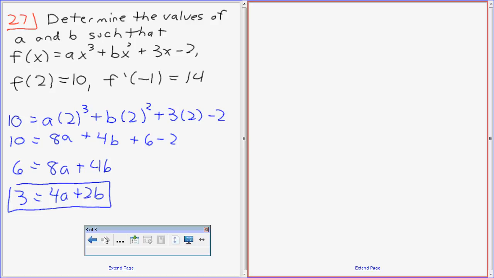What's that, sorry? The other one. Oh, this one here I'm going to do right now. F prime, okay? All right, Teresa. If f of x is equal to ax cubed plus bx squared plus 3x minus 2, what is f prime of x equal to, please?